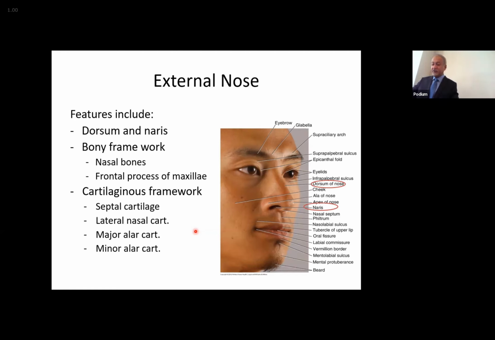Now, the bony framework of the nose contains the nasal bones and frontal processes of the maxilla, and the cartilaginous frame is formed by the septal cartilage, lateral nasal cartilages, and major and minor alar cartilages, which I will show you in the next slide. Okay, so we have the bony framework and the cartilaginous framework of the external nose.